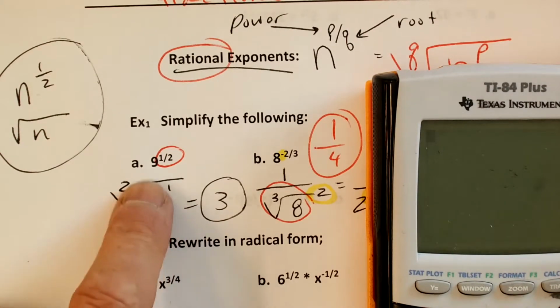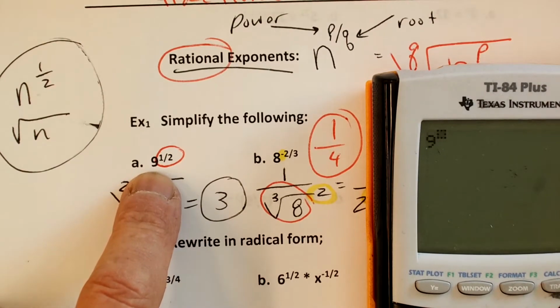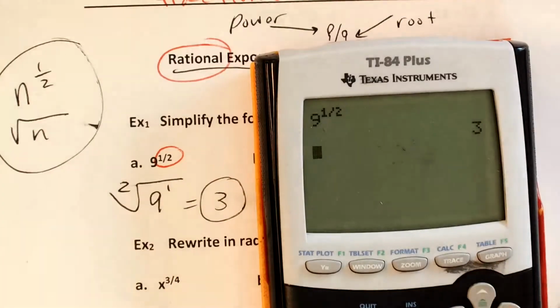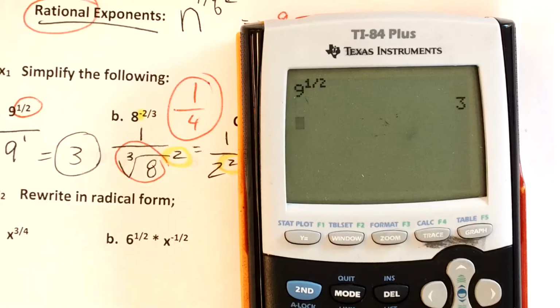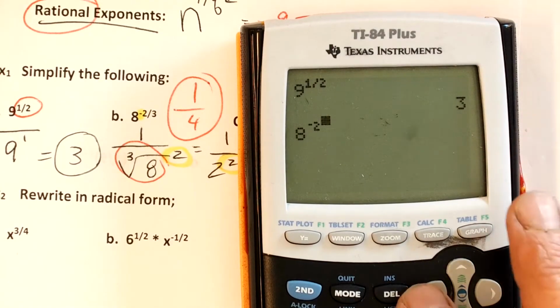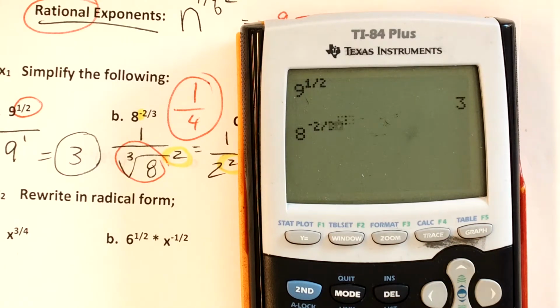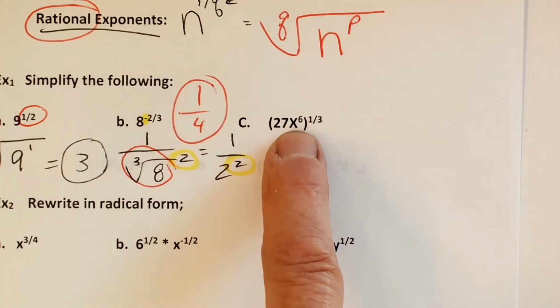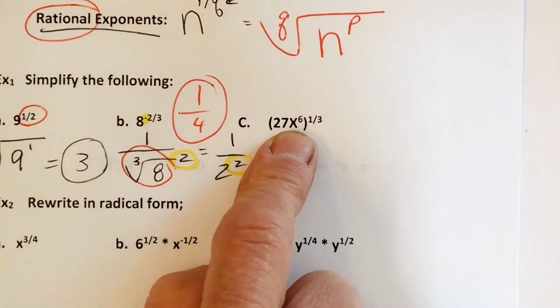If I went 9 to the 1/2 power, it's just going to give you 3. And the same thing on this one, if you go 8 to the negative 2/3 power, is it going to give me an error? Yeah, I knew it. Go back, delete that, okay, there we go. 0.25, which is 1/4, right? Same thing. Now you can't use a calculator on 27 because of the x value. You don't know the value of x.